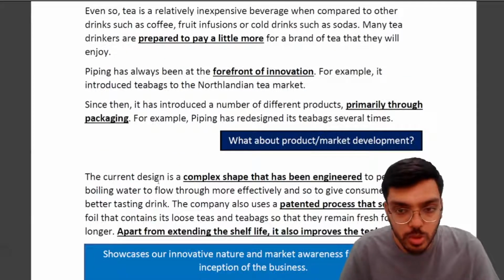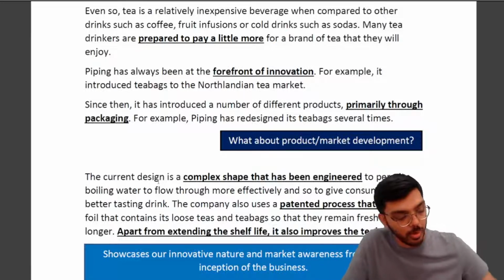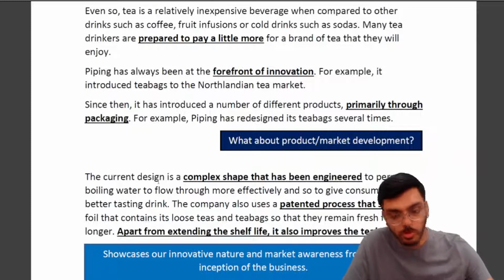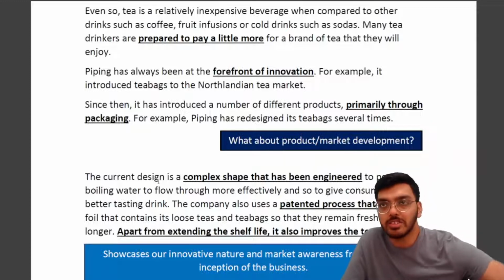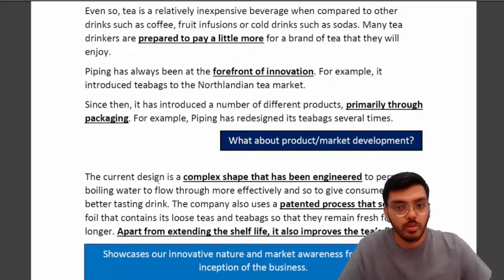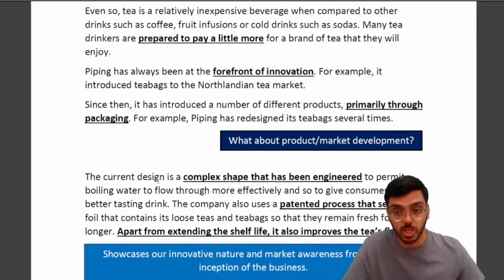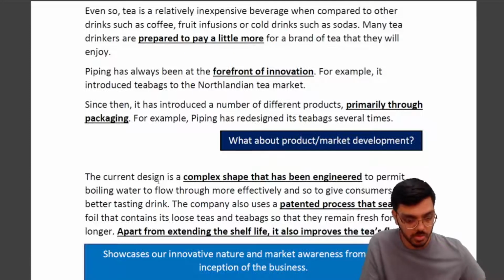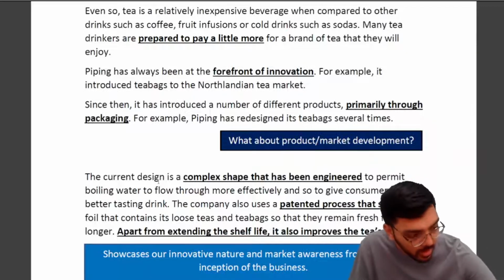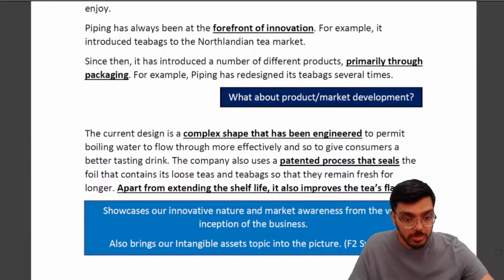Since then, it has introduced a number of different products, primarily through packaging. So, packaging your product differently. First, selling loose tea. From loose tea, we came to tea bags. Now, we may sell the same tea, but as a ready drink. It's possible. For example, piping has redesigned its tea bags several times. So we can also look at product development or market development to keep growing. How many times will you package the same product differently? At some stage, something new needs to be done. So product development or market development that we've spoken about comes into the picture here.